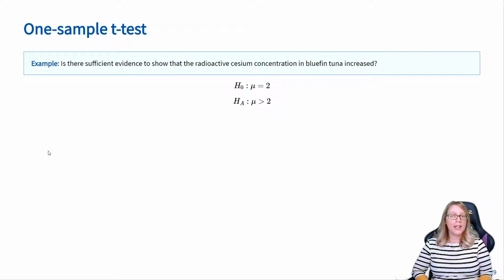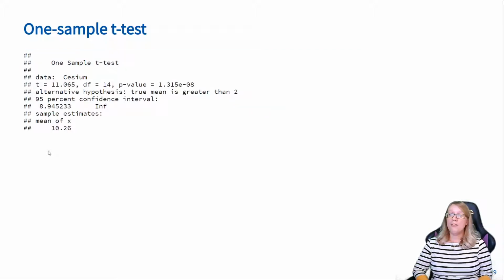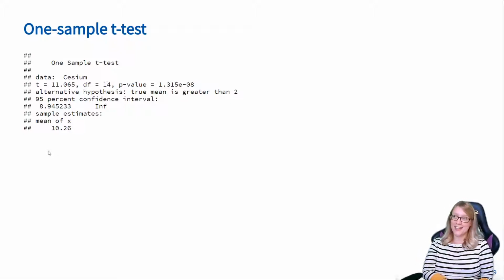We'll start by writing our hypotheses. So our null hypothesis is that the mean mu is equal to 2. Our alternative is that the mean has increased, it's greater than 2. Unfortunately, our code has disappeared. At home, try to think about how you would write the code to do this test.